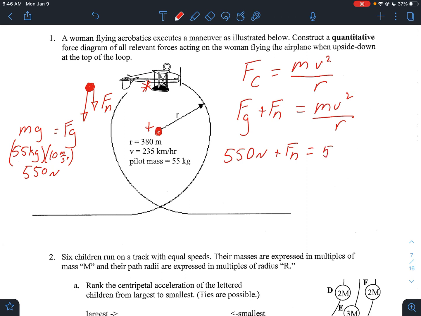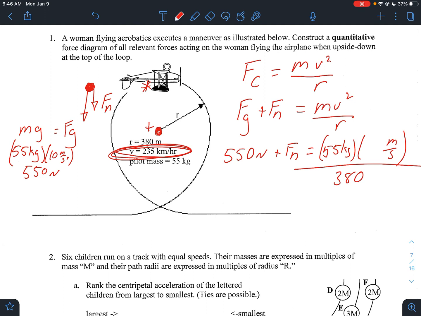I know the mass of the passenger, the velocity of the plane, which I'm going to need to convert to meters per second. So I'm going to leave that for you to solve. And I know my radius of 380 meters. So go ahead and make sure you convert that velocity from kilometers per hour to meters per second, and then you could solve for normal force.